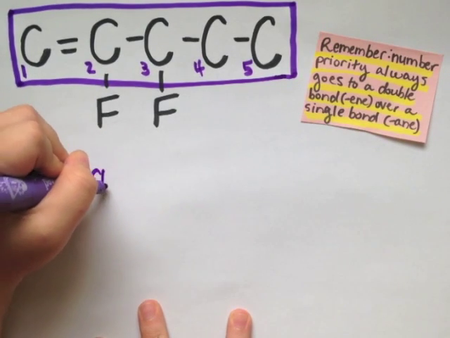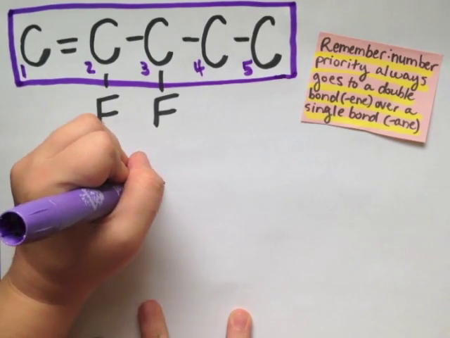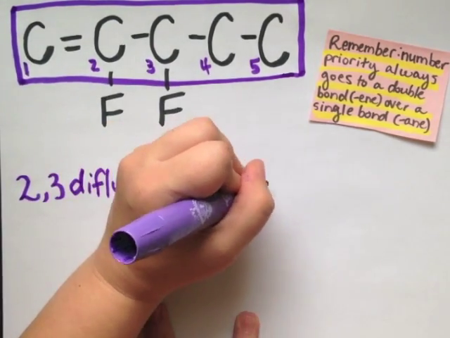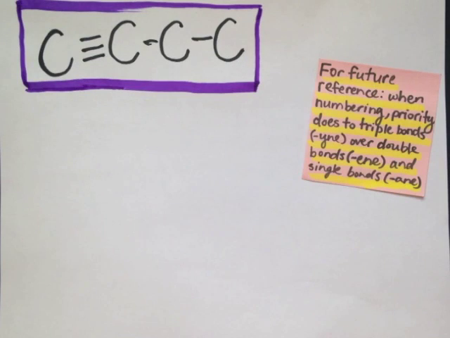So the name of this molecule is 2,3-difluoro-1-pentene. The third functional group, the alkynes, consist of carbons connected by triple bonds. In naming an alkyne, these are the following steps.